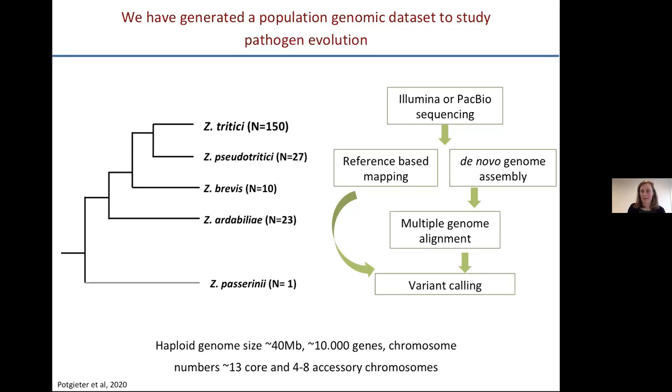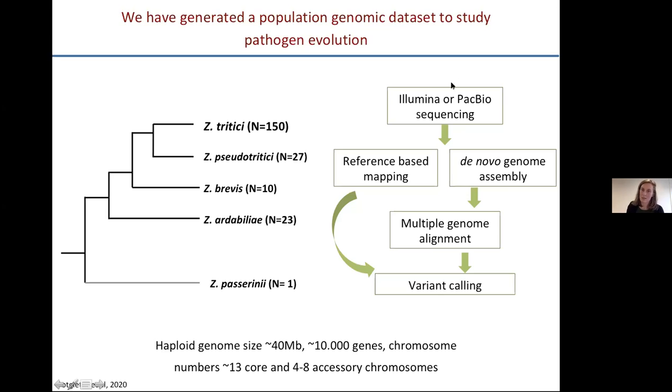We have namely a challenge, and the challenge is that these fungi have a lot of structural variation. So they have extra chromosomes that we call accessory chromosomes. And in addition to that, in their core chromosomes, they have accessory regions that show presence-absence variation between isolates. So that challenges the characterization of genetic variation based only on reference-based mapping approaches.